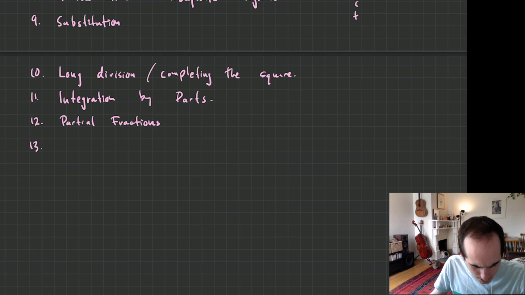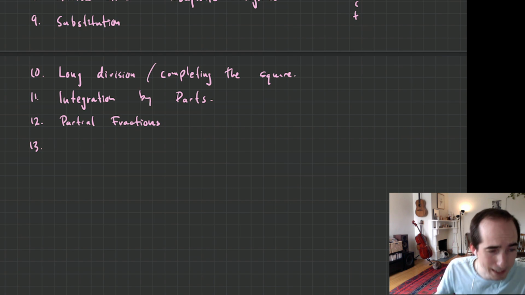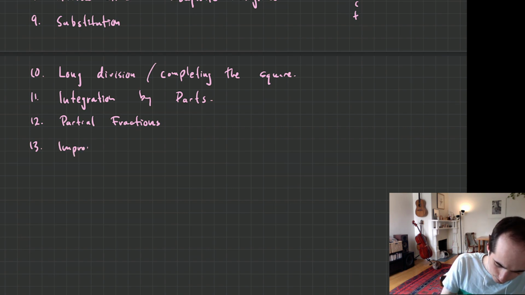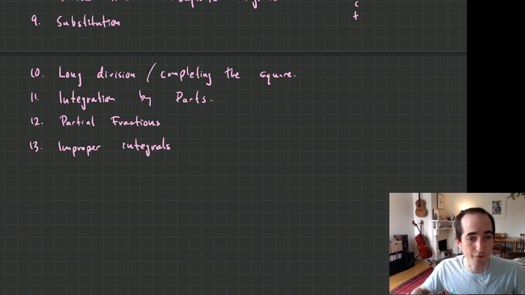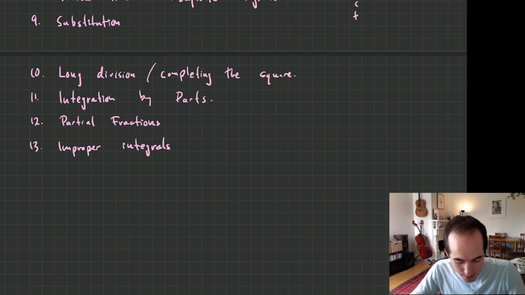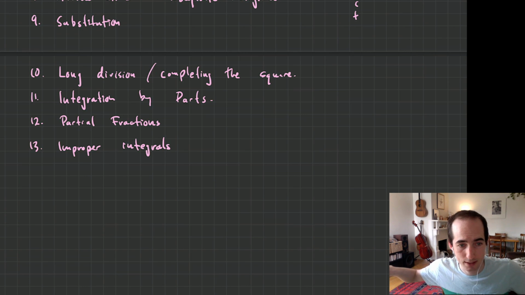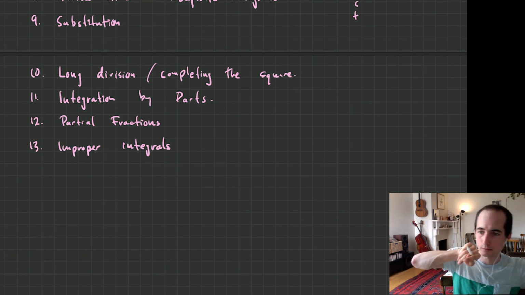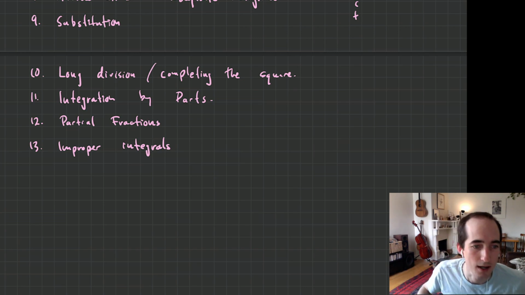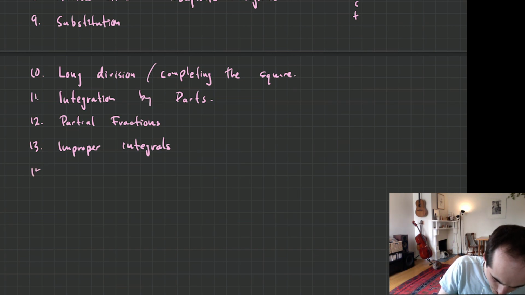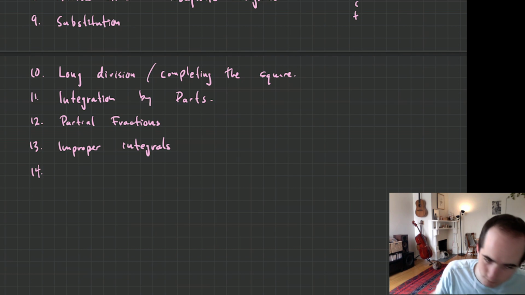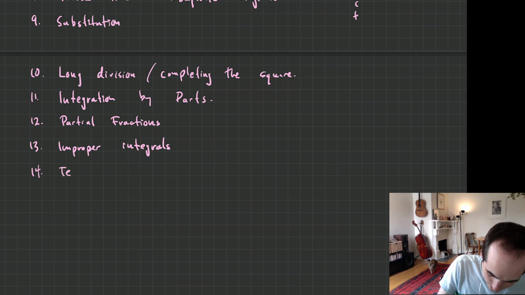Number 13, and that's something that we did, I think, like maybe 4 weeks ago. Evaluating improper integrals. So improper integrals. And that's just where you're sort of forced to use a limit. So it's kind of like where the fundamental theorem of calculus doesn't really apply because you have a point of discontinuity, or if your endpoints are positive or negative infinity.